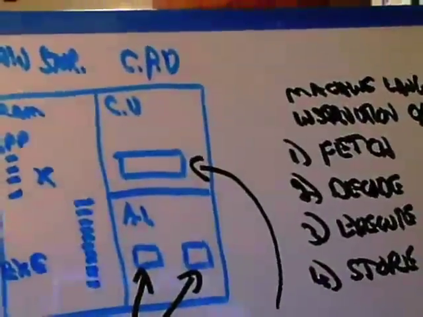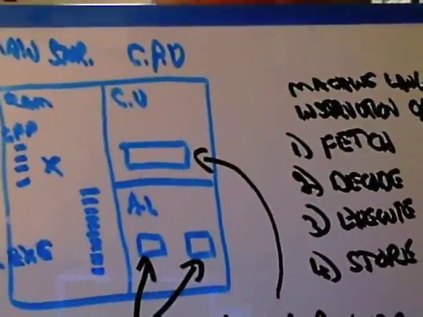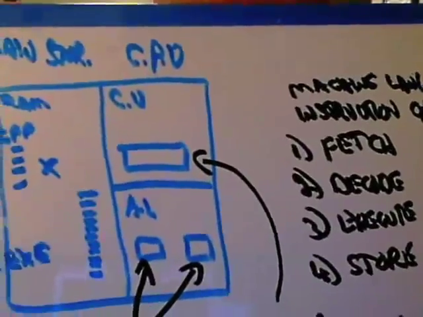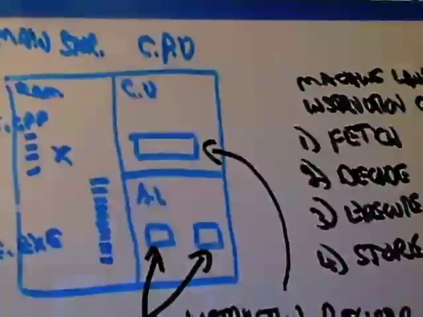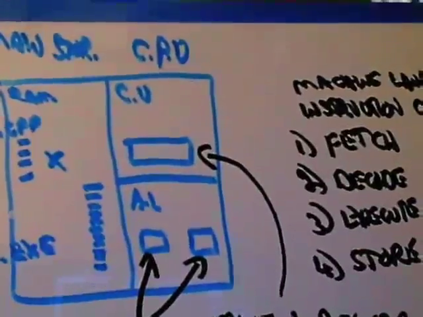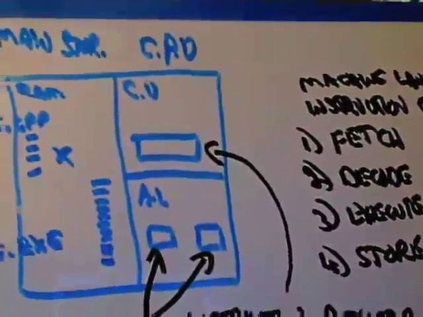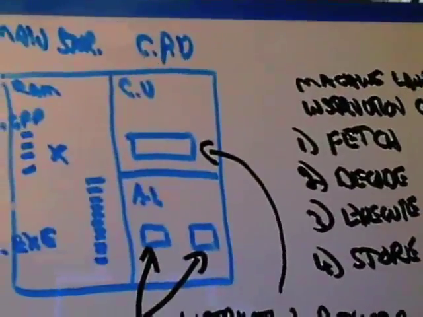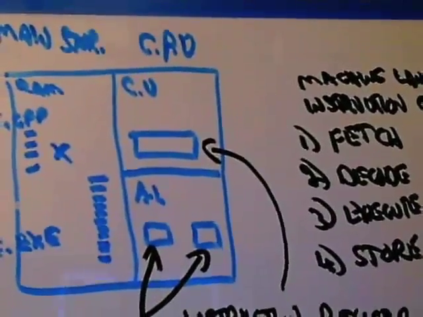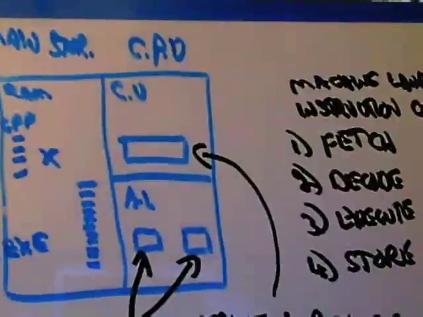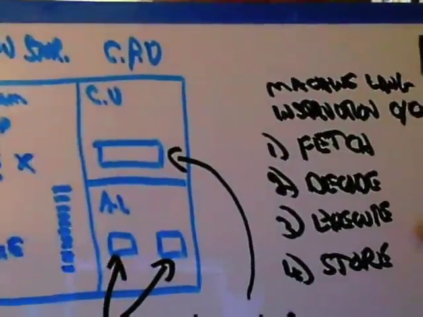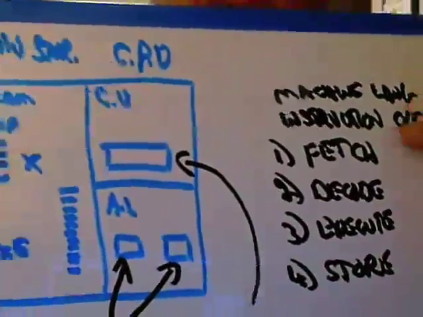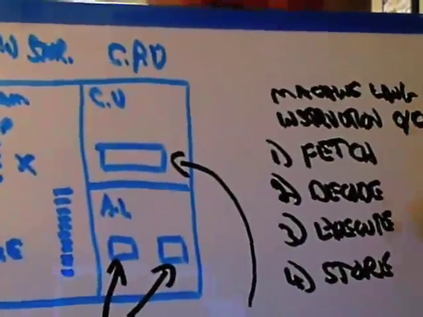Then the control unit will tell the AL unit to do it, to execute it. Let's suppose in this case it's supposed to add 2 numbers. So the AL unit will then execute the instruction, and then the control unit will store the result back in main storage someplace. So each one of these machine language instructions goes through the machine language instruction cycle: fetch, decode, execute, and store.